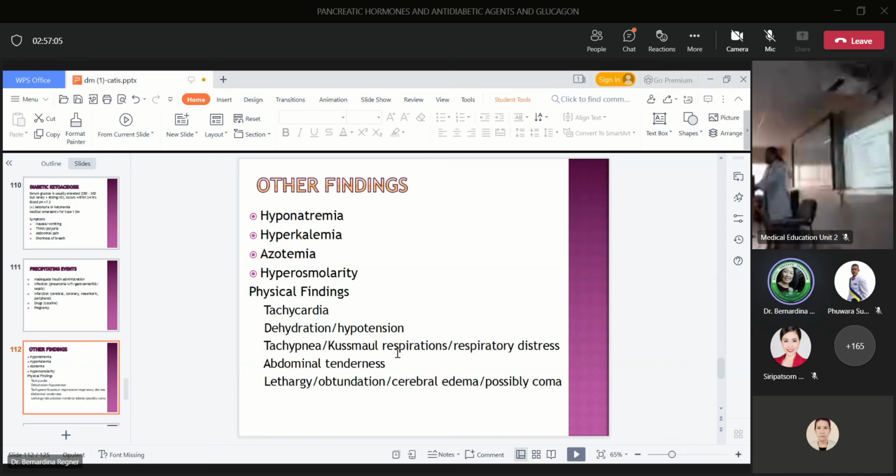This is in your physical diagnosis, no? Respiratory distress, abdominal tenderness, lethargy, obtundation, cerebral edema, and possibly coma. Okay.